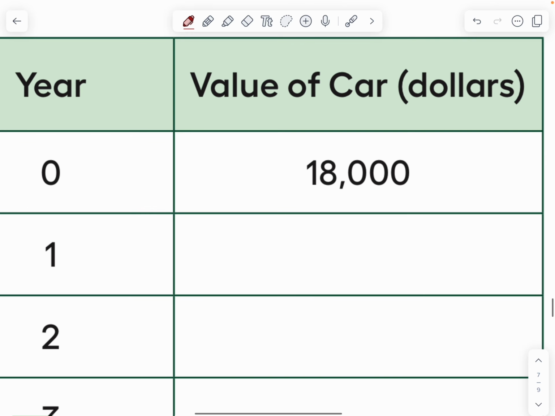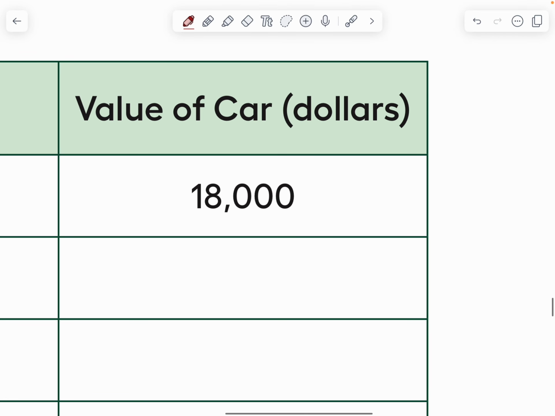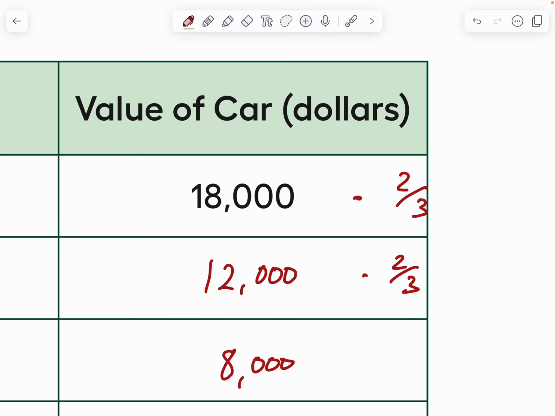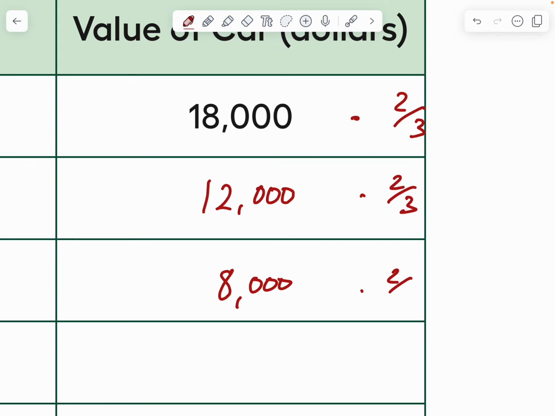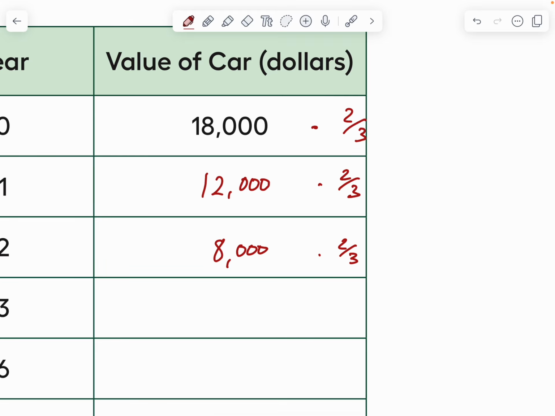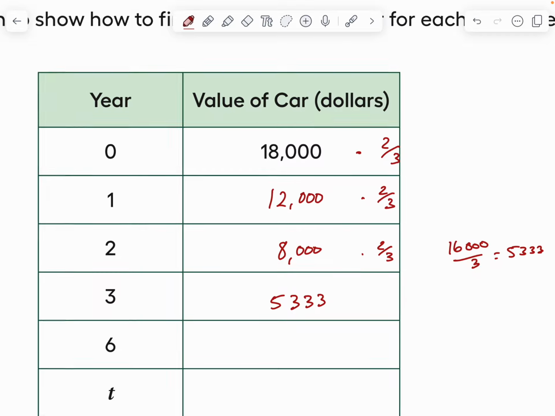So if a car starts at $18,000 and after 1 year it goes down to 2/3 of its value, what is 18,000 times 2/3? It is 12,000. What is 12,000 times 2/3? That would be 8,000. Okay, what is 8,000 times 2/3? Ooh, that's not a pretty number. That's going to be 16,000 divided by 3. So it's like 5,333 and some change. Okay, now that's the third year.